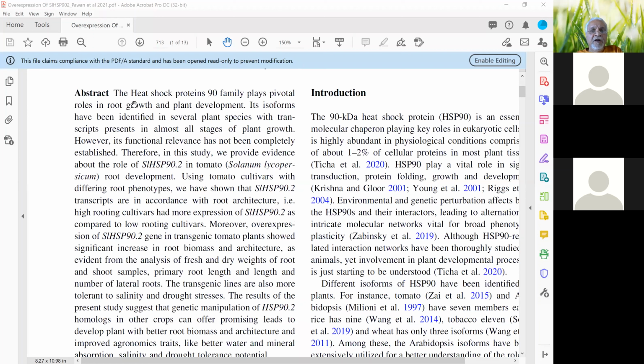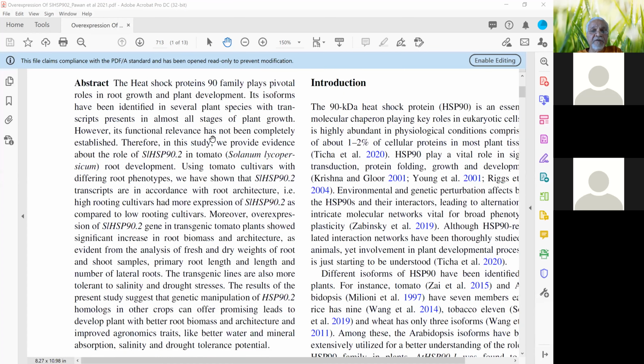So if you follow with me, the heat shock protein 90 family plays a pivotal role in root growth and plant development. See, short sentence. You just see what points I have made there. Its isoforms have been identified in several plant species with transcripts present in almost all stages of plant growth. However, its functional relevance has not been completely established. Therefore, see, this is the background. I mean, what is the background of the work?